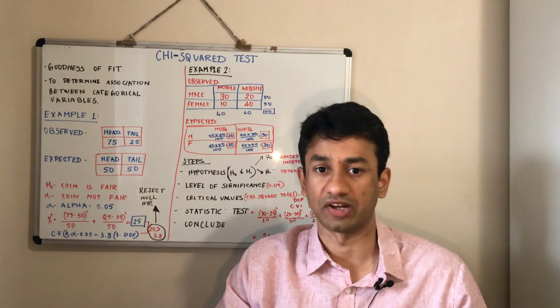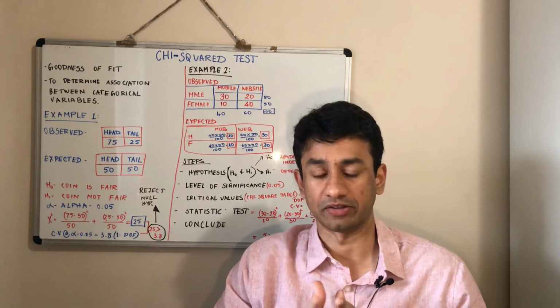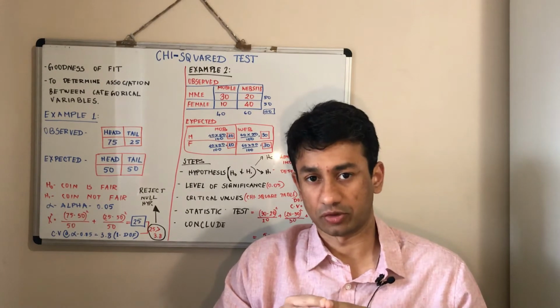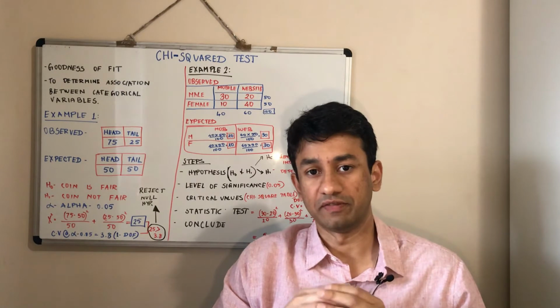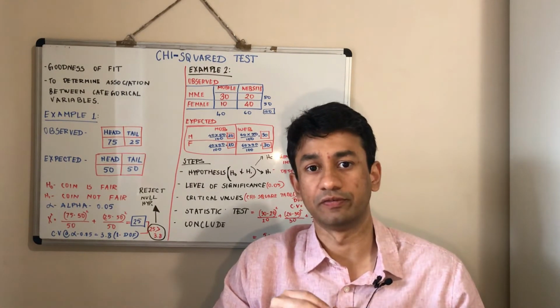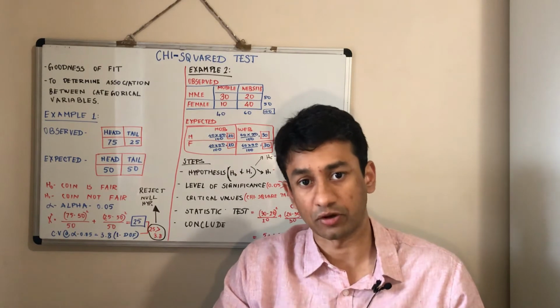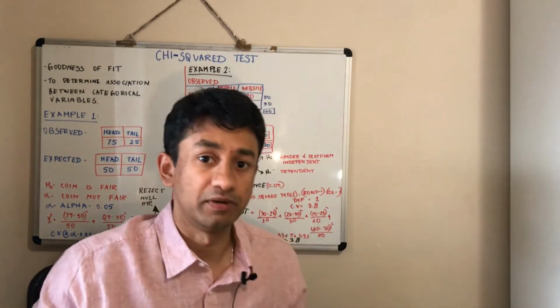The second type of chi-square test is the test for independence. This is commonly used in predictive models as well. Let's say we have different variables in our model. We use this test to check if the variables that we are analyzing are dependent on each other or not.